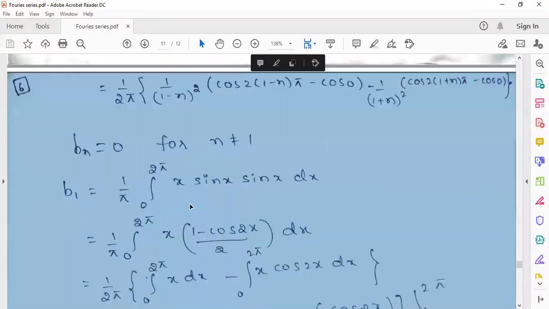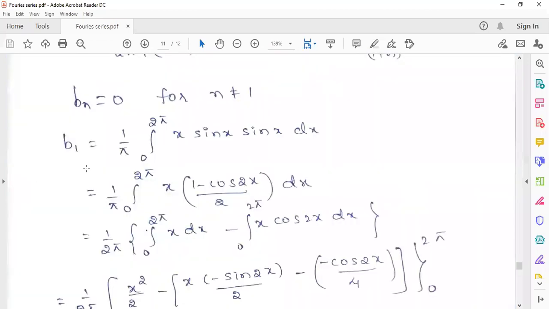So the same procedure you used to find A1 separately, you have to apply here also. In the Bn formula, you just have to put n equals 1 and integrate the obtained integrand. So Bn, we know, is 1 by pi integration over 0 to 2 pi of f of x into sin nx. If you put n equals 1, it will become sin x.